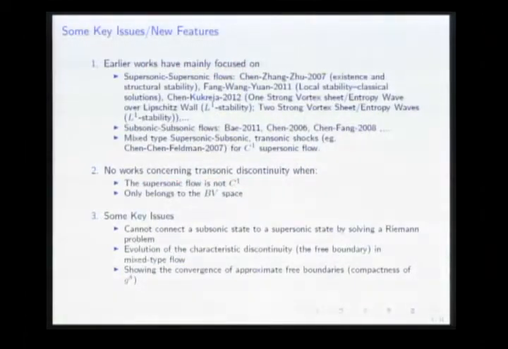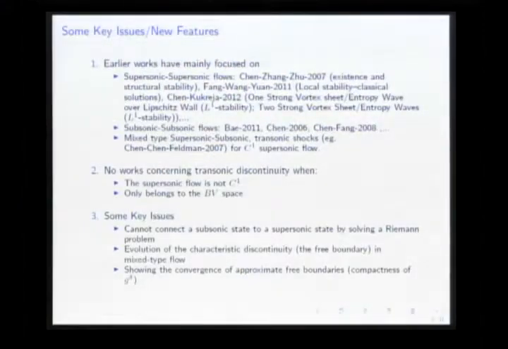Okay, so what are some key issues and new features from our work? Well, so far in steady flows, there have been several works where vortex sheets and shocks have been studied with just supersonic flow, or there have been works with subsonic flow. But with mixed type flow, there's always this assumption that the supersonic flow is continuous. So there are not many works with transonic discontinuity where the supersonic flow is not C1 and belongs to the BV space.